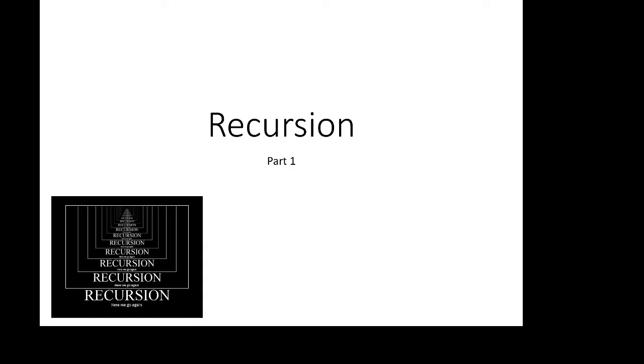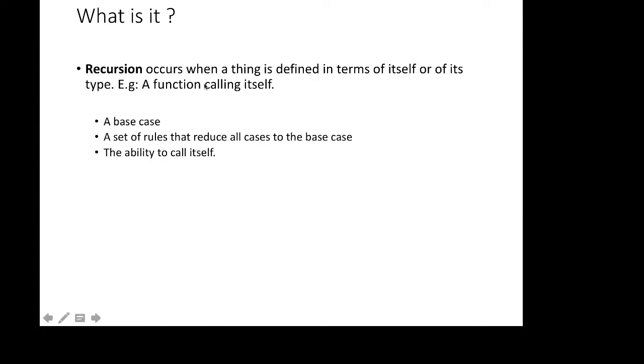So it's time, let's do this. Recursion, part 1. But what exactly is recursion? I brought here a formal definition, but we can really simplify this whole definition saying that recursion is a function calling itself. And in order to do the work, we need these three properties: a base case, which means where the recursive calls will end.